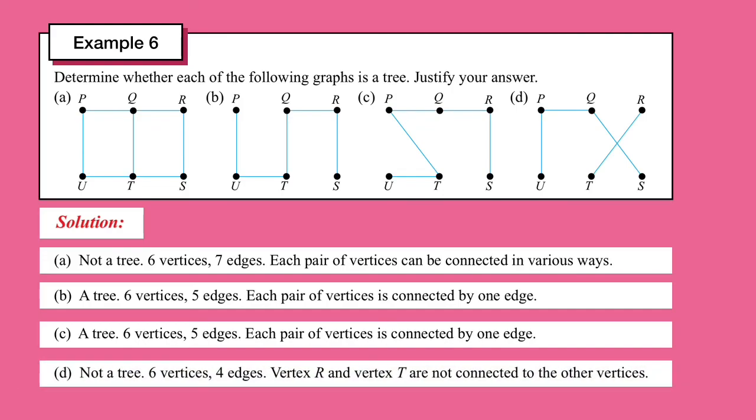D is not a tree because it has 6 vertices and 4 edges. And also, vertices T and R are not connected to the other vertices.